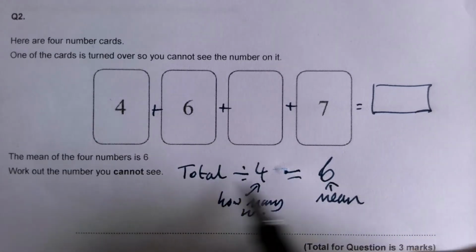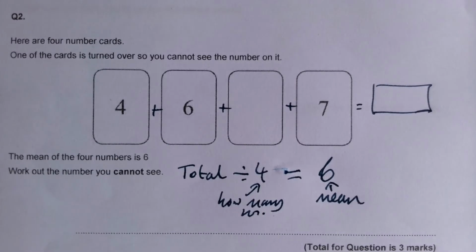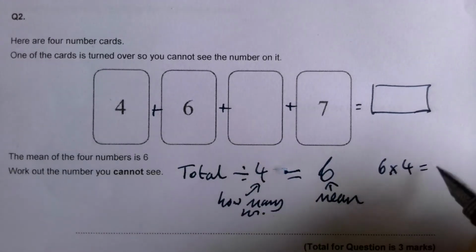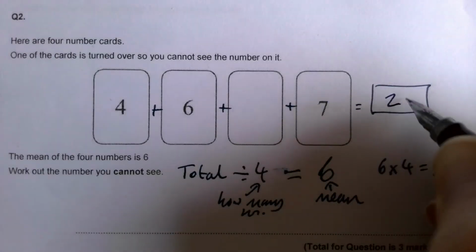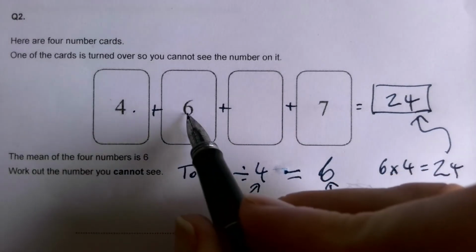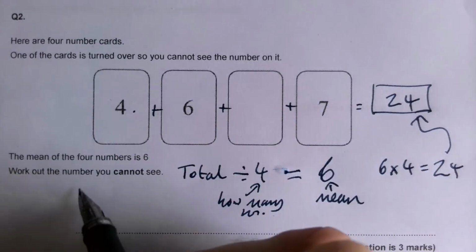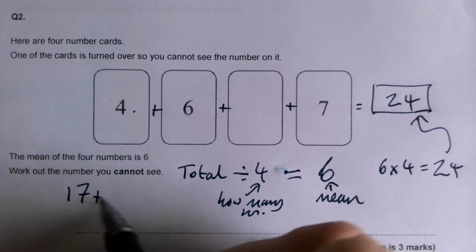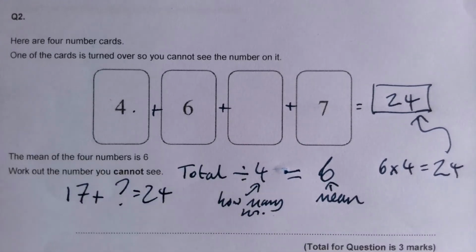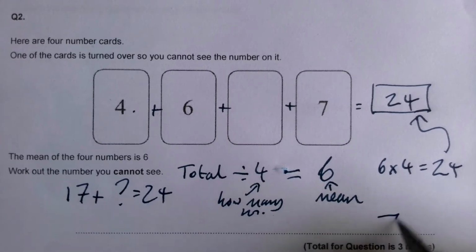So what must that total be? Well, what number divided by 4 is 6? We can do that by doing 6 times the 4. So that means they must all add up to make 24. 4 plus 6 is 10, plus 7 is 17. So 17 plus what makes 24? And that answer is 7.